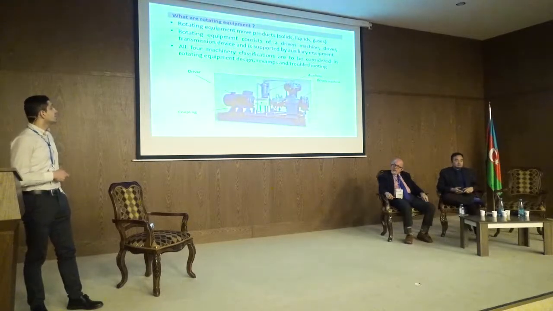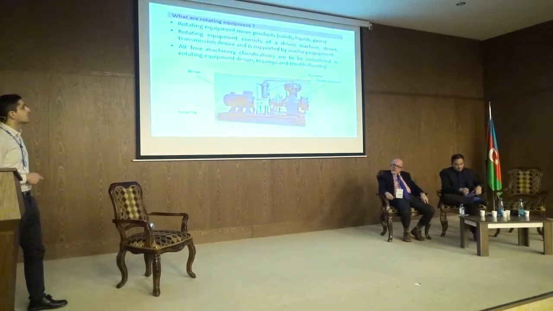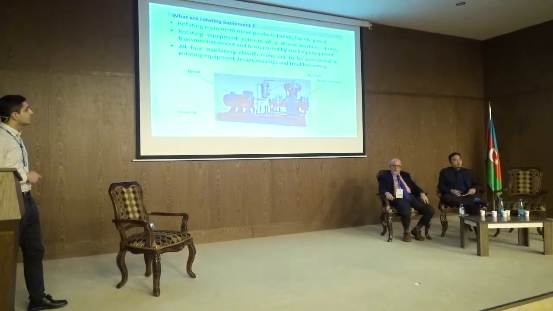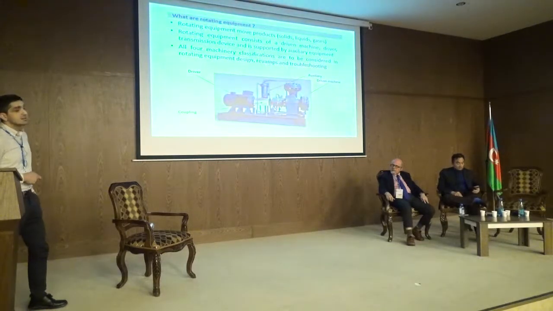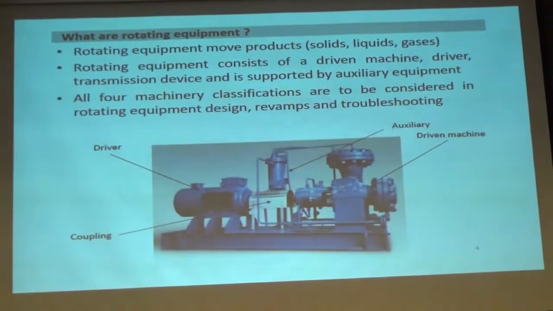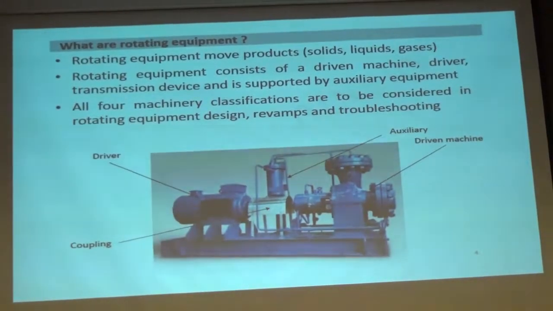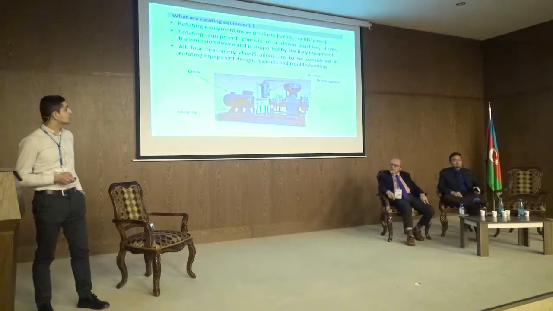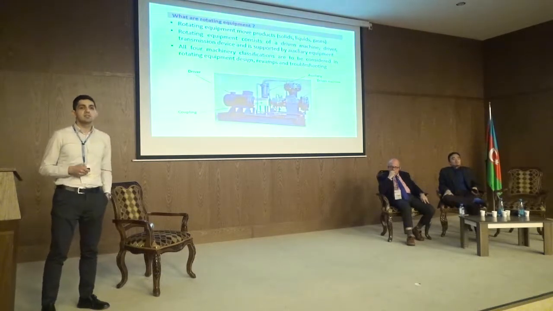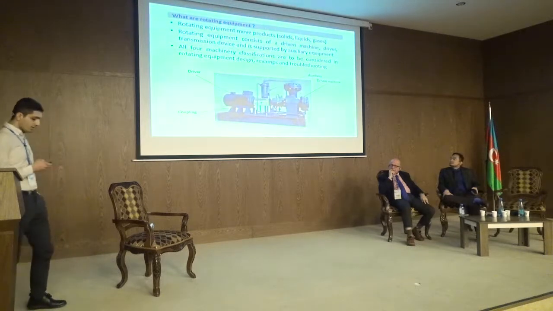So in this example here, we have the electric motor as a driver, driven machine is a pump, then we have the transmission unit between the two, which is a coupling, and then we have the auxiliary equipment, which is actually, in this case, used for sealing purposes, for shaft sealing purposes. And whenever we want to troubleshoot, maintain, install, or commission a rotating equipment, we have to take all these four components into account. Okay?